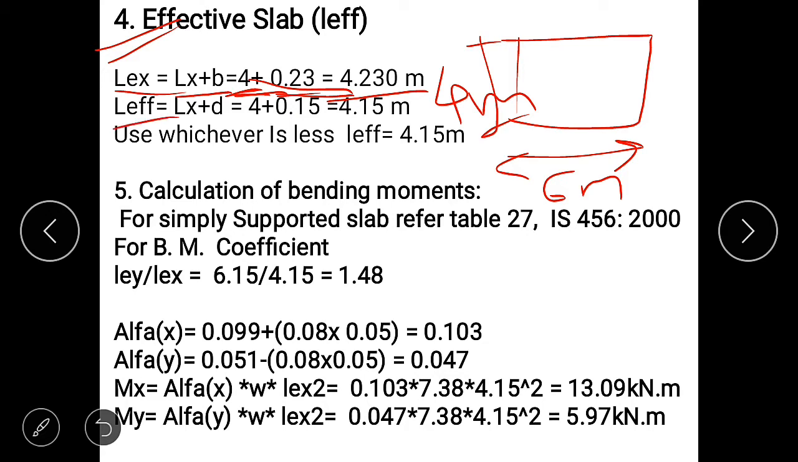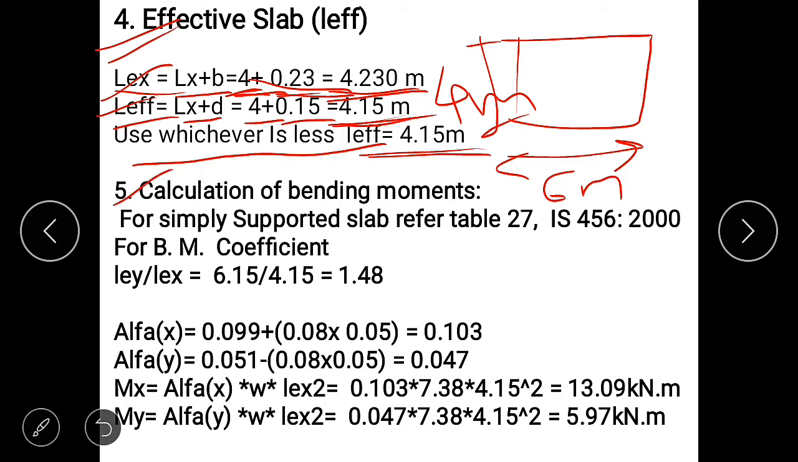And the second L effective is Lx plus D. Our D is 150 mm, meaning 0.15, and the shorter span length is 4. 4 plus 0.15 is 4.15. From these two, 4.23 and 4.15, whichever is less, 4.15 is less. So use whichever is less. L effective is 4.15 meter.